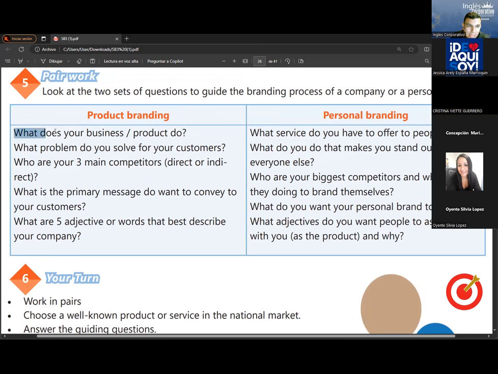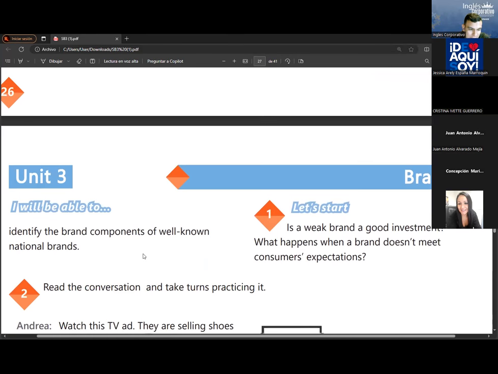For example, what does your business product do? What problem do you solve for your customers? Who are your 3 main competitors, direct or indirect? What is the primary message you want to convey to your customer? What are 5 adjectives or words that best describe your company? Those are the questions that we discussed in the previous class.